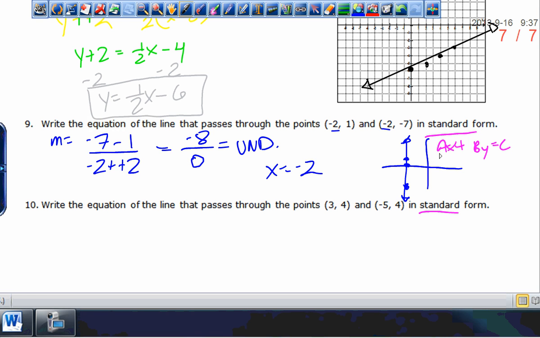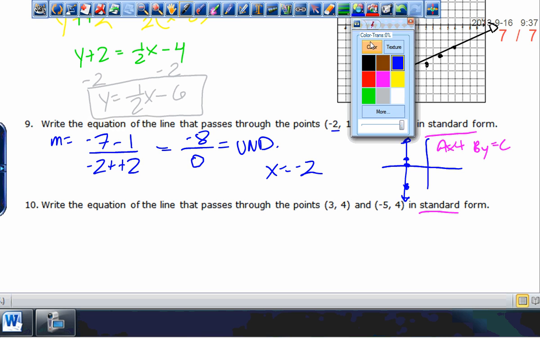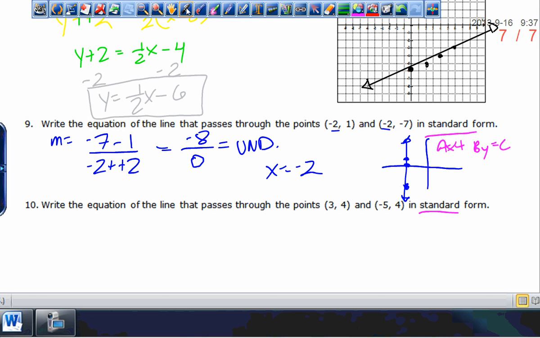Yeah, as far as I can go. Okay, number 10. Maybe it'll work out the same way. M equals 4 minus 4 over negative 3 minus negative 5 minus 2. 4 minus 4 is 0 over negative 8. Uh-oh. That's 0, so that means it's a horizontal line, y equals... what are my 2 y values?